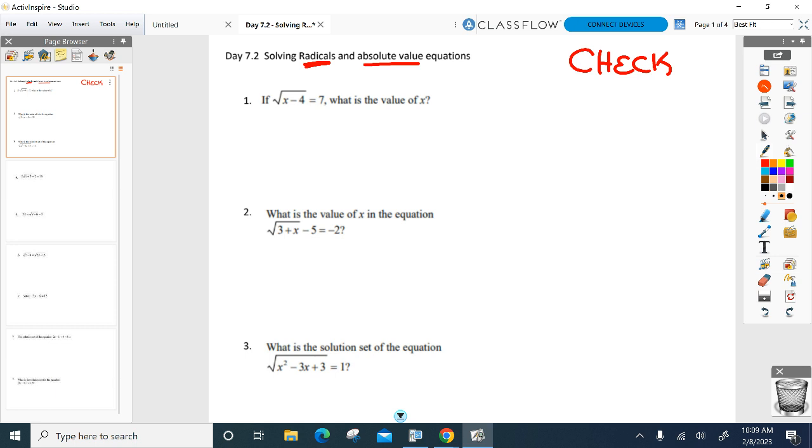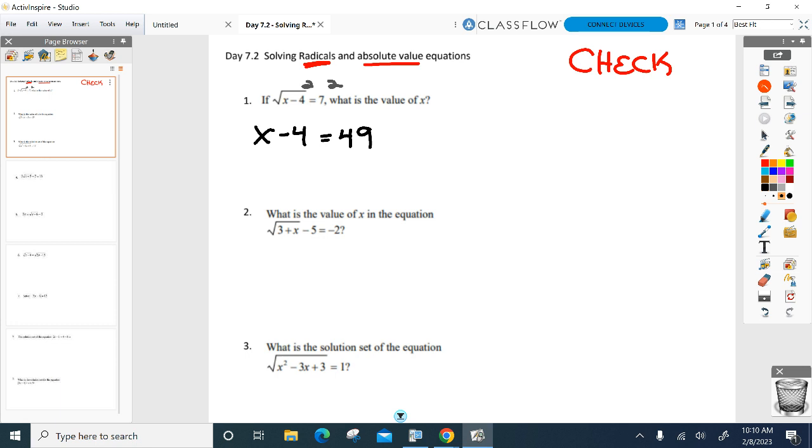So here we go. Number one, you got to make sure, and a lot of you guys forgot about this yesterday, that the radical is all by itself before you do anything. The radical has to be completely by itself on one side, which it is on number one. How do I get rid of the radical? Square both sides. Keep it balanced. When you square a radical, the radical disappears and you're left with whatever is underneath. So x minus 4 equals 49.